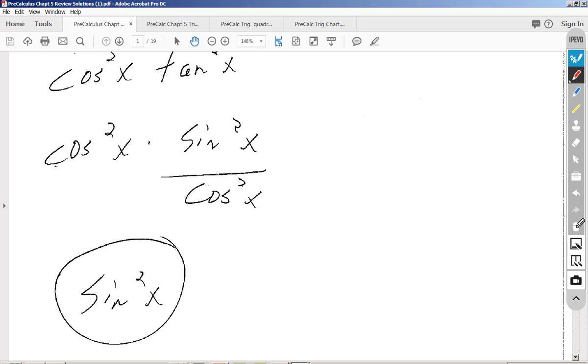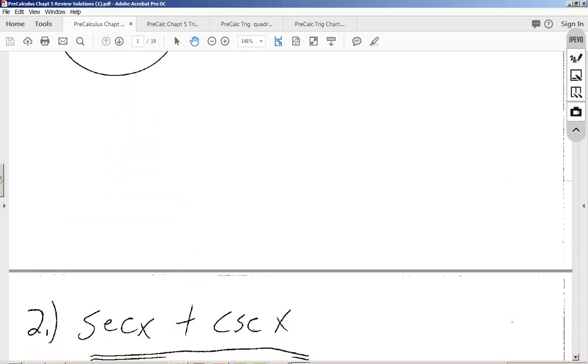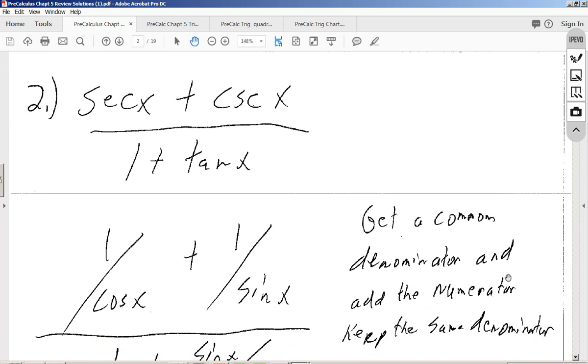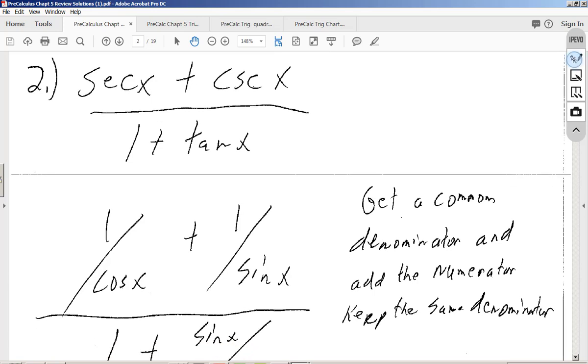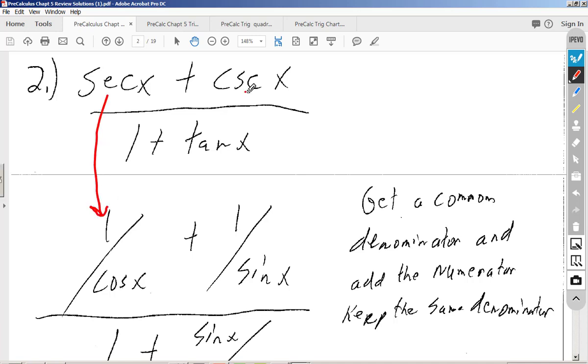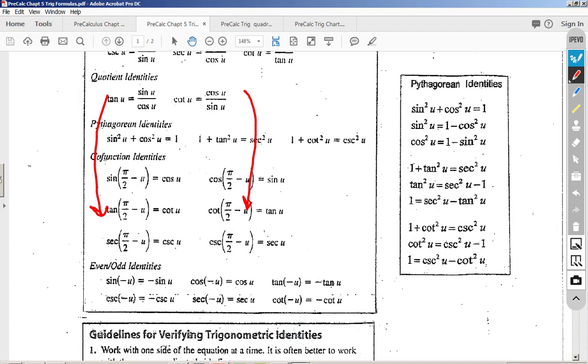Going on to the next problem, on number 2, it says we have the secant of x plus the cosecant of x all over 1 plus the tangent of x. So on this problem right here, the very first thing you want to do is get a common denominator. So you're going to want to change your secant of x and your cosecant of x, both of them, to 1 over the cosine and 1 over the sine. If you look at your formula sheet, you can see that those are the reciprocal identities.